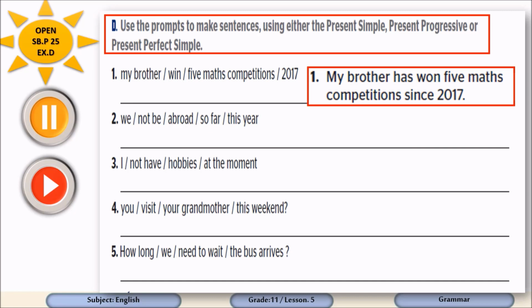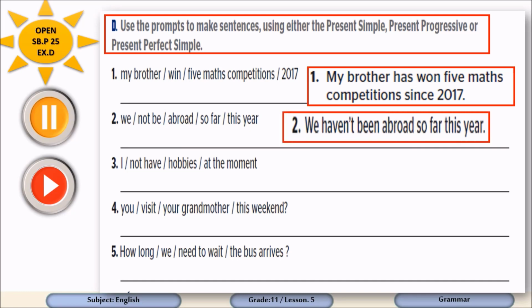Number 2, we not be abroad so far this year. The answer is, we haven't been abroad so far this year. It is in the present perfect. Why did we use the present perfect? Because we have a keyword that indicates the present perfect, which is so far.